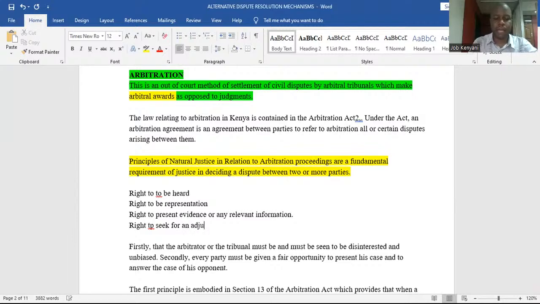So that is what we mean by the right to seek an adjournment. When you are being heard before this arbitration body, you can be given the right, for example, to present your evidence, or the right to be represented by a person. You cannot be denied those rights, because they are what we call the fundamental principles of natural justice.